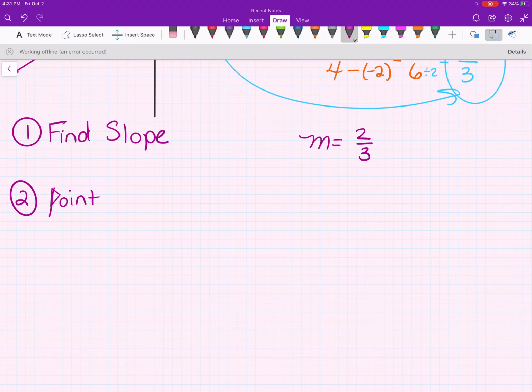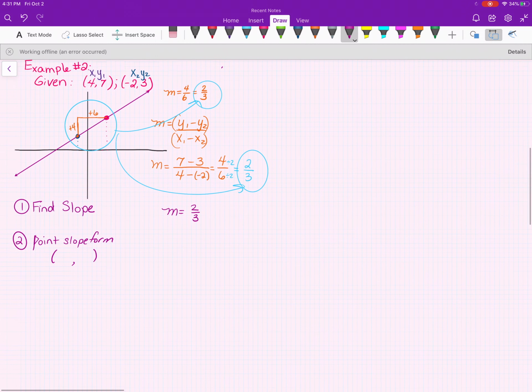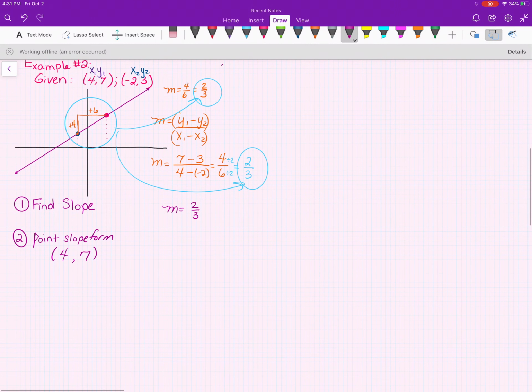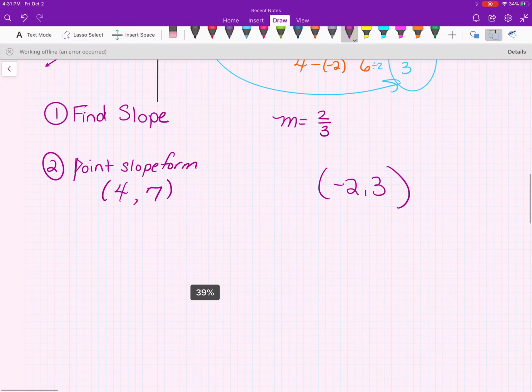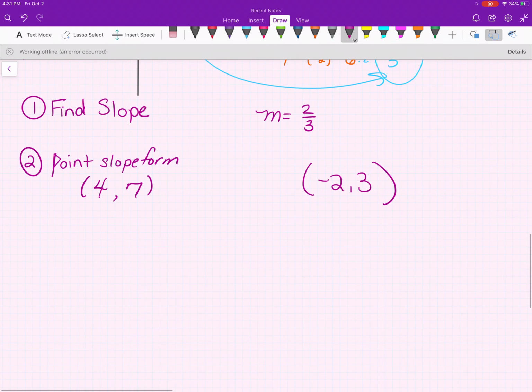That's a P. I'm going to do it twice because we have 2 points. Our first point is 4, 7. And our other point is -2, 3. And I want you to see what happens. No matter which one I pick, when I go to the third step, it's going to come out correctly. I think I made this one x1, y1.